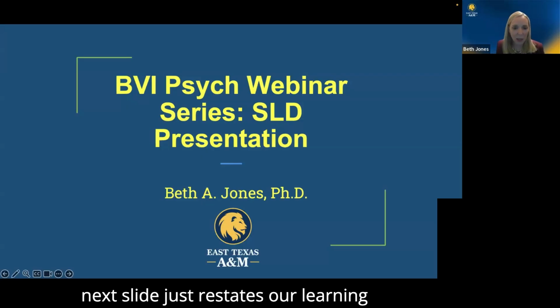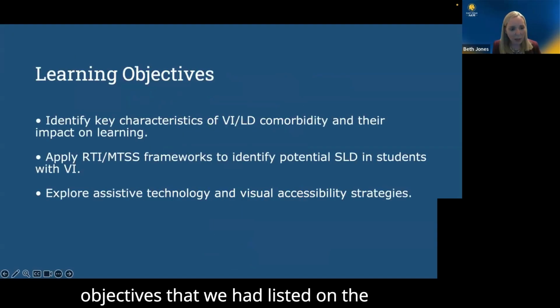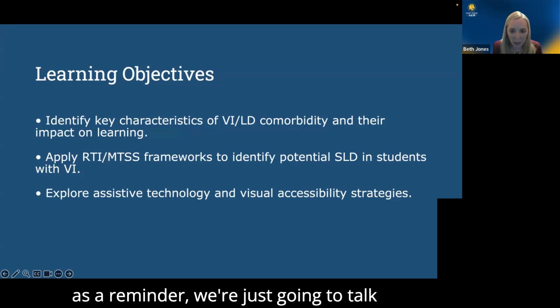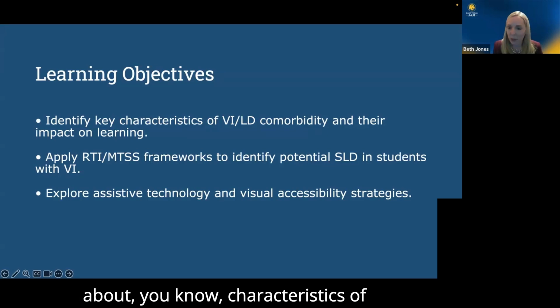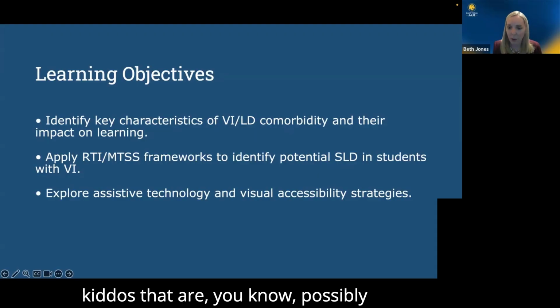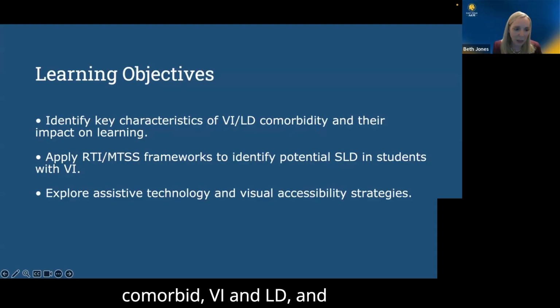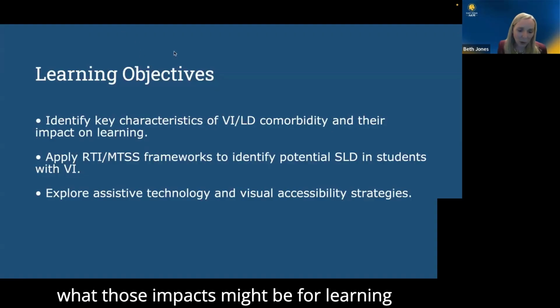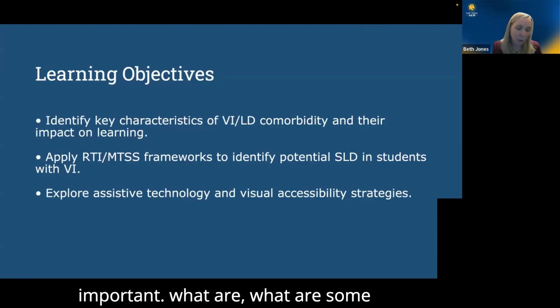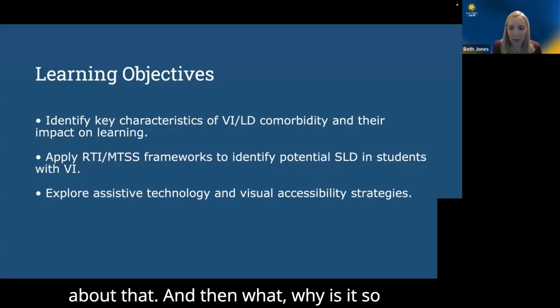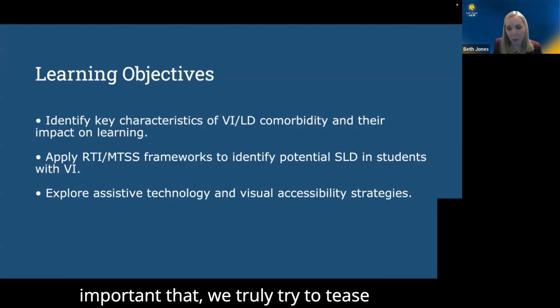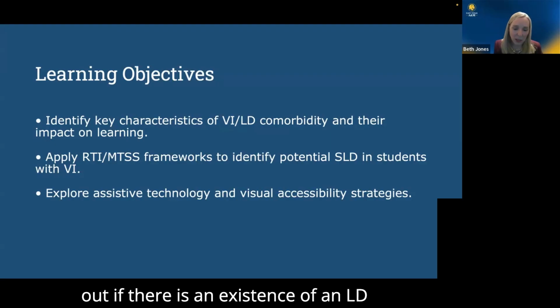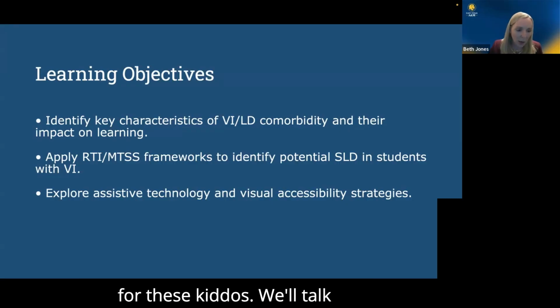And I believe the next slide just restates our learning objectives that we had listed on the advertisement for the webinar. But just as a reminder, we're going to talk about characteristics of kiddos that are possibly comorbid VI and LD, what those impacts might be for learning, and why the dual diagnosis is so important. What are some hindrances to that diagnosis? We'll talk about that. But why is it so important that we truly try to tease out if there is an existence of an LD for these kiddos.